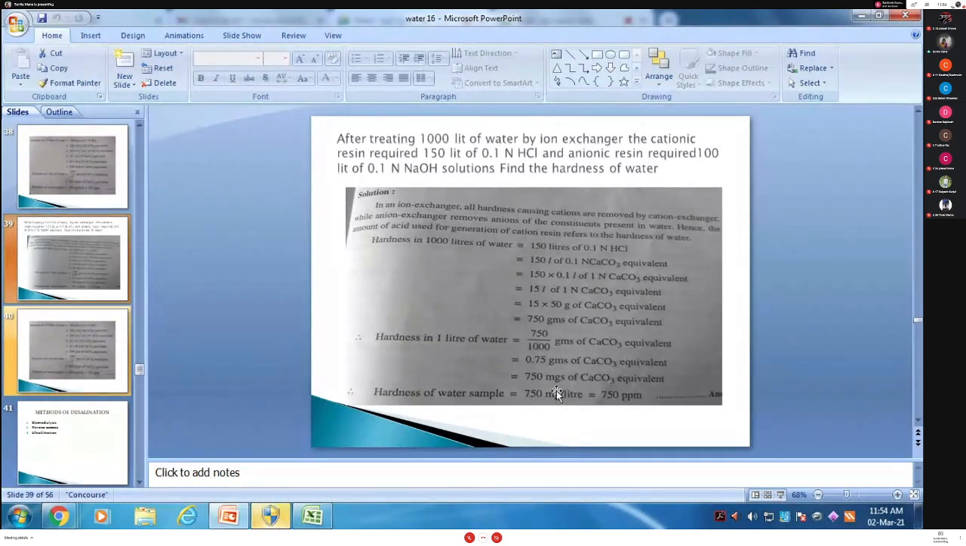Write down the answer. Hardness of water sample is equal to 750 milligrams per liter, which is equivalent to 750 ppm. Over?